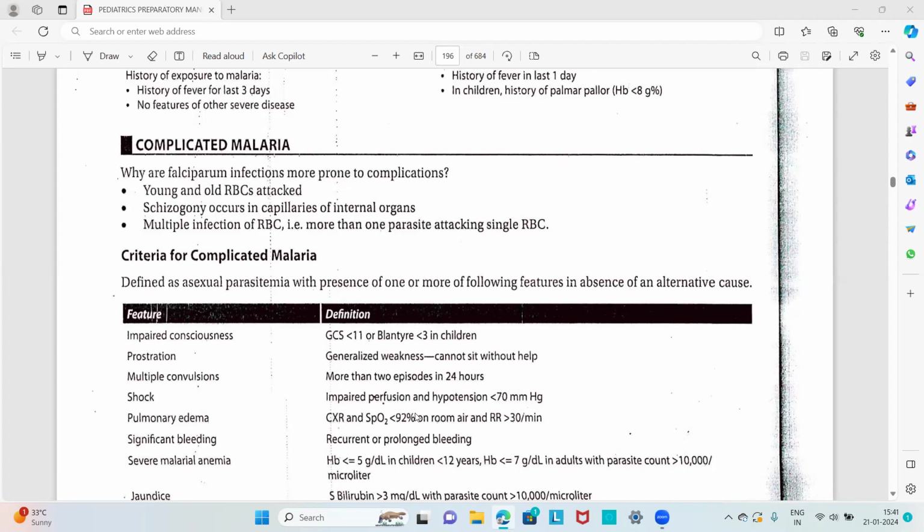Then, what is complicated malaria? It is also asked as a short note. Falciparum infections are more prone to complications because both young and old RBCs are attacked in Plasmodium falciparum infection, schizogony occurs in the capillaries of the internal organs, and there are multiple infections of RBCs, that is, more than one parasite attacking a single RBC. Because of these reasons, falciparum infections are more prone to complications. And then, what are the criteria for complicated malaria? It is defined as asexual parasitemia with the presence of one or more of the following features in the absence of an alternative cause.